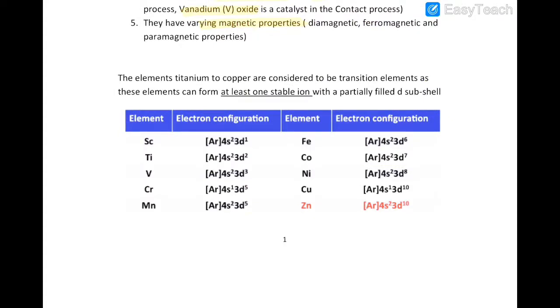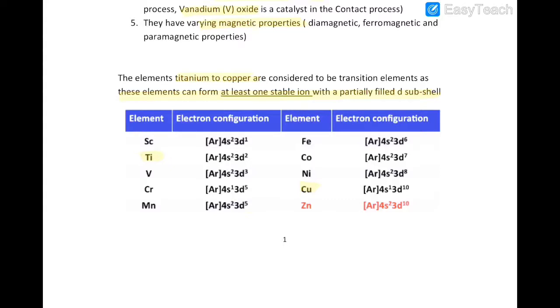Elements titanium to copper. Here you have a list of all the d-block elements. From titanium to copper, they are considered to be transition elements because these elements can form at least one stable ion with a partially filled d subshell, which means that the criteria for it to be classified as a transition element is that it should have at least one ion with a partially filled d subshell.